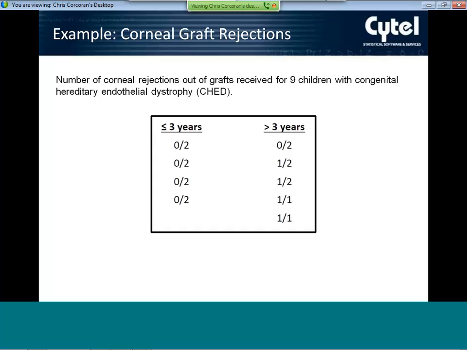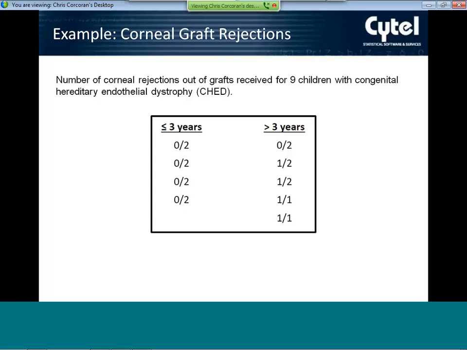We have those who were younger than 3 years, those who were older, and the ratios or proportions that you see there represent the number of grafts that were rejected out of the number of grafts that were performed on each child. So you can see that 7 of the children had 2 corneal grafts, and 2 of the children in the older age group actually only had 1 each. You can also see that all of the rejections occurred in the older age group.